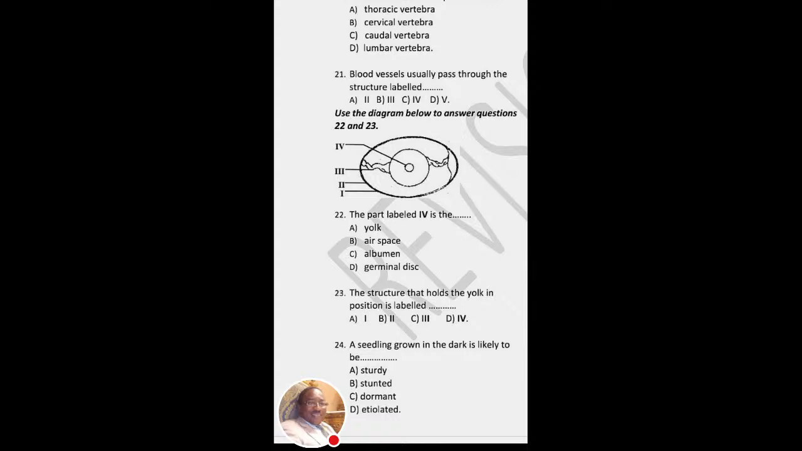The option is that they said it will be sturdy. Will it be hard? No. Will it be stunted, which is, of course, very short? No. Will it be dormant? That means nothing happened. It doesn't even grow. No. Will it be etiolated?